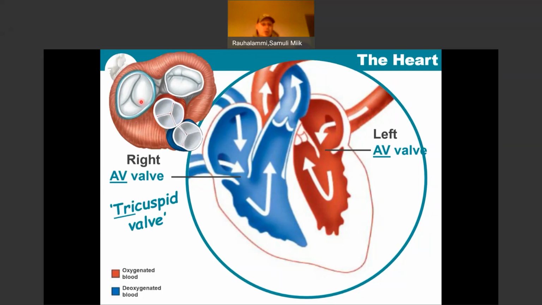Here I have circled the right AV valve, how you can see it from the top of the heart. You can see that it has three leaflets on it, so three cusps. That's where the term tricuspid valve comes from to describe this valve. Similarly, on the left-hand side, the left AV valve is made of two cusps, two leaflets, so bicuspid valve. The other name that sometimes gets used is the mitral valve.